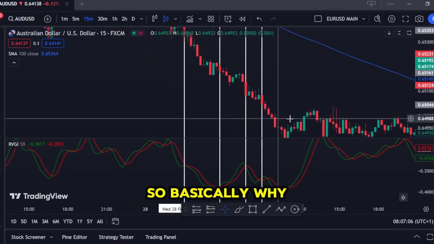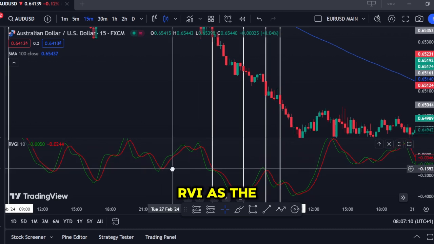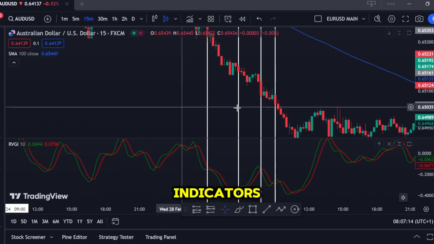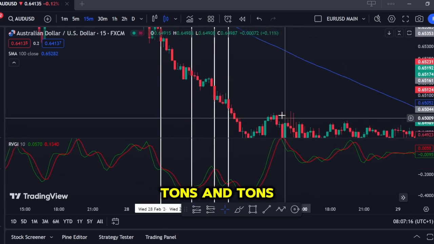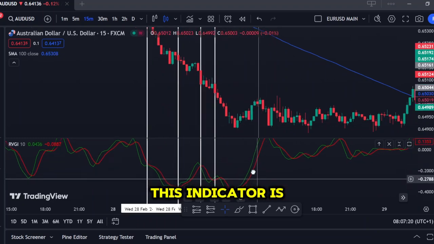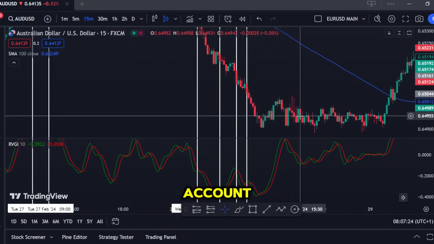So basically, why it's giving fast signals, that's why some people might use RVI as their entry and exit indicators, and they'll end up taking tons and tons of losses. It's because this indicator is not meant for entries, and if you use it for entries, you're going to end up blowing your account.